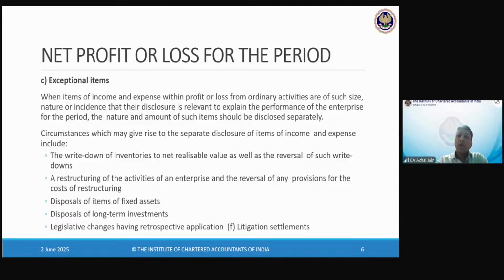Now, what is this exceptional item? Here again, we are talking about items of P&L, means transactions which will result into income or expense. Now, when the items of income or expense within the P&L are from the ordinary activities, please remember, now we are not talking about activities other than ordinary. We are talking about ordinary activities only.